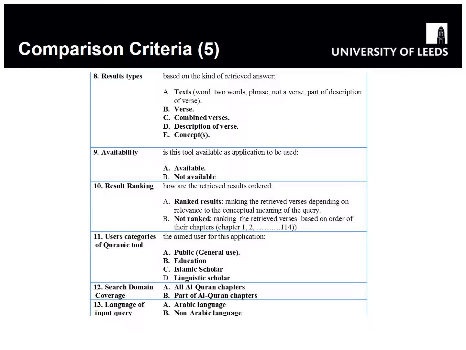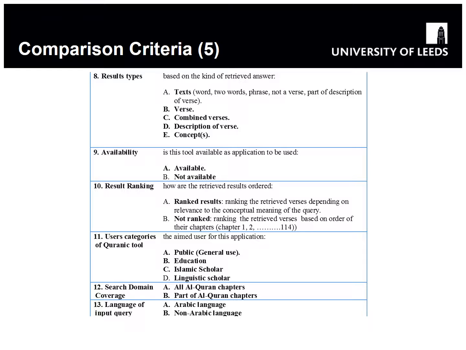Also, another criterion is result type. Is the result only text, one word or two words or a phrase, not a verse, or is it just a verse? The result will be a verse or ayah, or many ayah, or a description of a verse or concepts. Availability means is this tool available online or not available to test it.